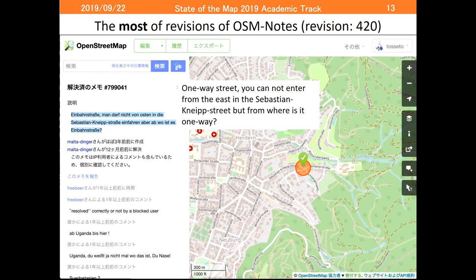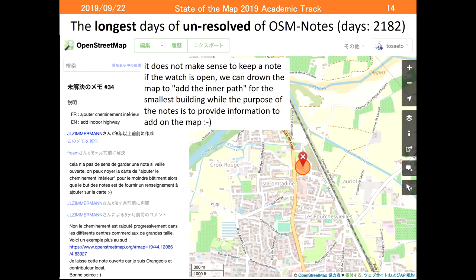In this one in Germany, I can translate it to English as: one-way street, you cannot enter, Night Street. I guess they discussed some issues with the one-way tag. And this is also the note with the longest duration of unresolved status. So anyway, please close this note.